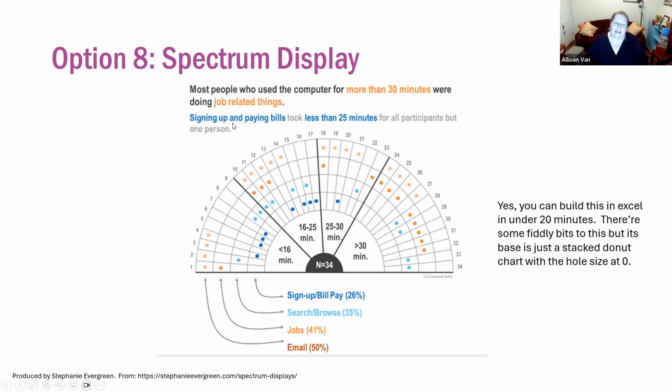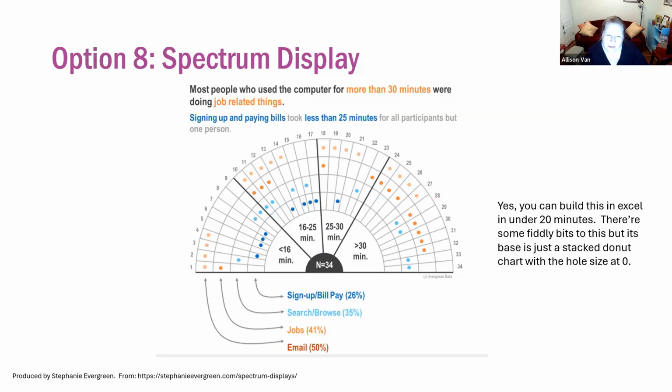Interesting. Okay. And then signing up and paying bills took less than 25 minutes for all participants but 1 person. And so you go here and you look, oh, sure, there's the 1 person. And yeah, everybody else took less than 25 minutes. So she's telling you these are the things that really stand out in the data, but you're able to start there, so that if you're only going to spend a little bit of time with the data, you're not stuck having to interpret yourself.